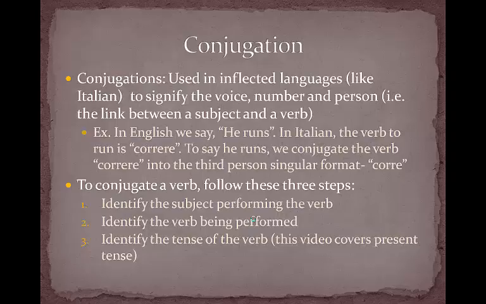A conjugation is essentially a link between a subject and a verb in a sentence. So, for example, if you want to say he runs in English, he is your subject, runs is your verb. Well, in Italian, the way you would get an output like this is you would start with the verb, correre, which means to run, and you would conjugate it into the third person singular form of this verb, which is corre.